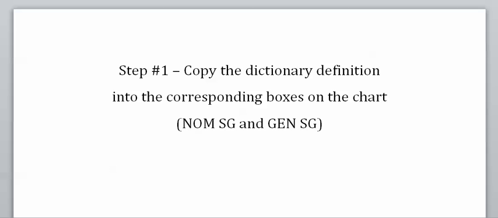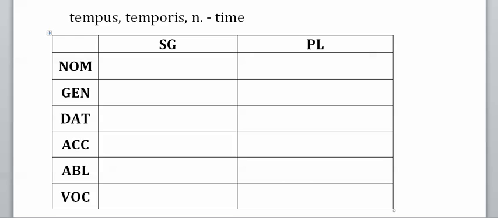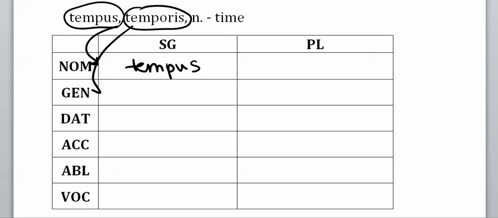In step number 1, we copy the dictionary definition into the corresponding boxes in the chart, the nominative and genitive singular. The first word of the dictionary definition is the nominative singular, so I'm going to copy it in here exactly as it looks, tempus. The second word is the genitive singular. It's spelled differently, so be careful. But I'm going to copy that in, temporis. That's all we do for step 1, and now we're ready for 2.